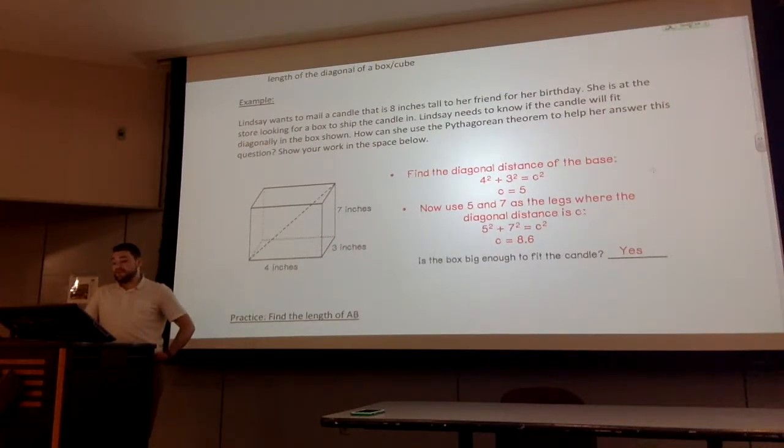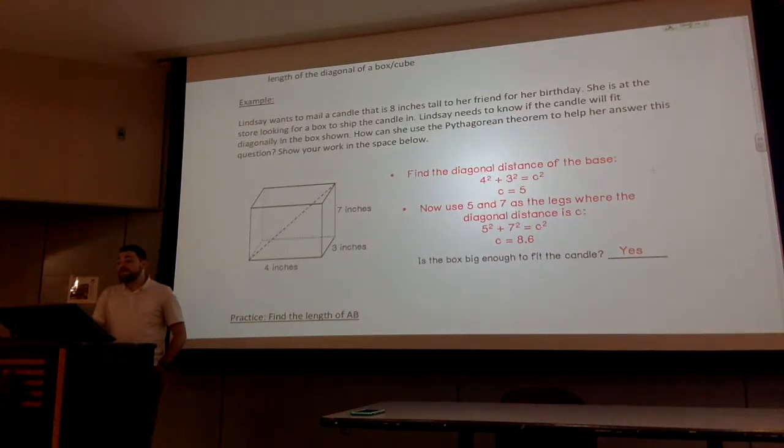Lindsay wants to mail a candle that is 8 inches tall to her friend for her birthday. She's at the store looking for a box to put the candle in. Lindsay needs to know if the candle will fit diagonally in the box shown. How can she use the Pythagorean theorem to help her answer this question? Show your work in the space below.